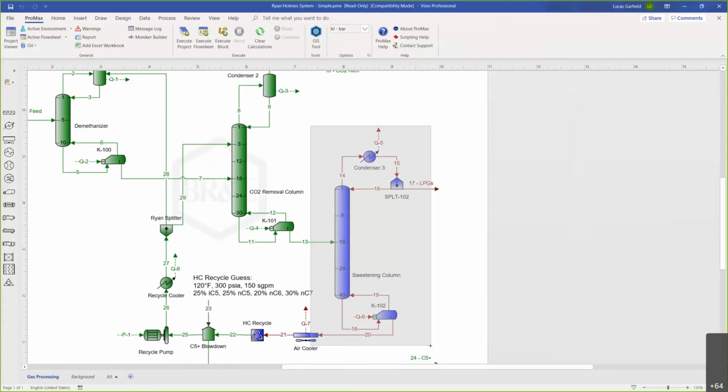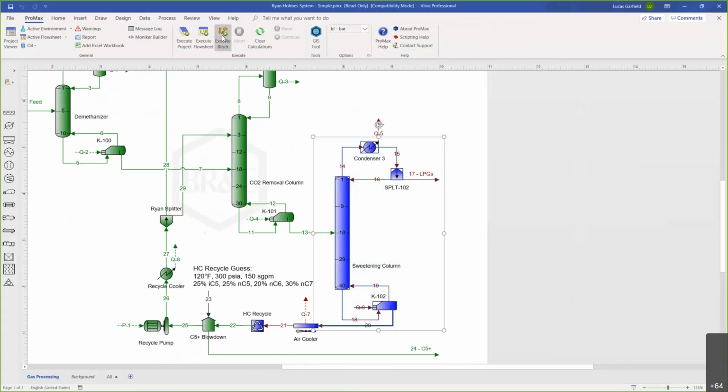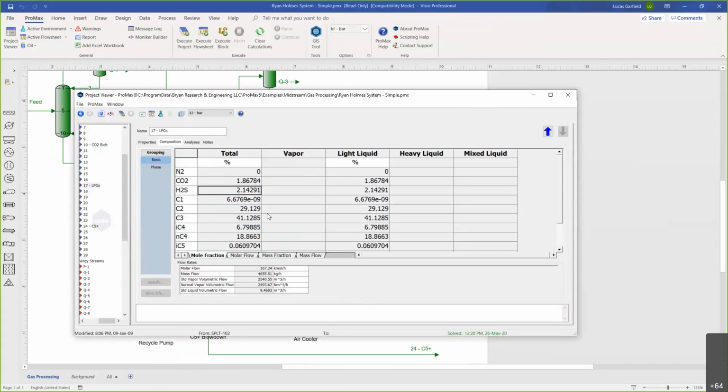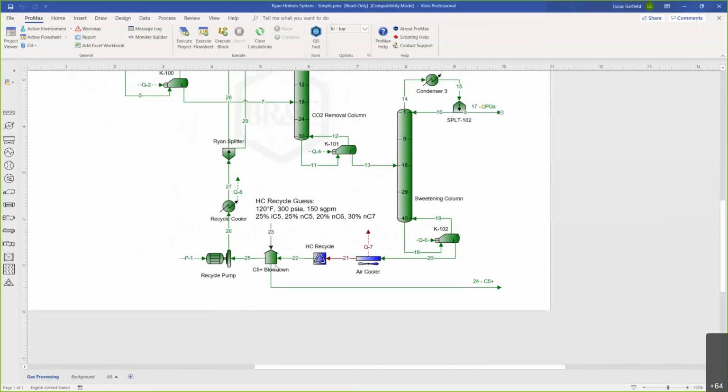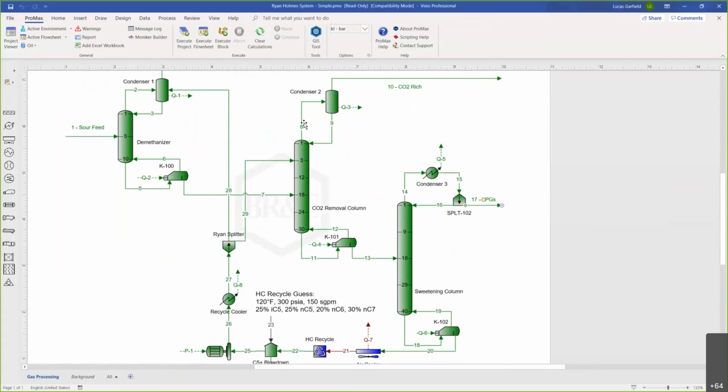And then in the sweetening column, we're calling it the sweetening column because we do have some H2S. The H2S is all going to end up in the overhead, which is going to be something like LPG. And this LPG, if I look at that, it's got about 2% H2S, 2% CO2. So it's going to need to be sent to an LPG sweetening unit. And then we'll take our heavies and just recycle those and use those as our additive in our two columns, both to break the azeotrope and to suppress the hydrate formation temperature.